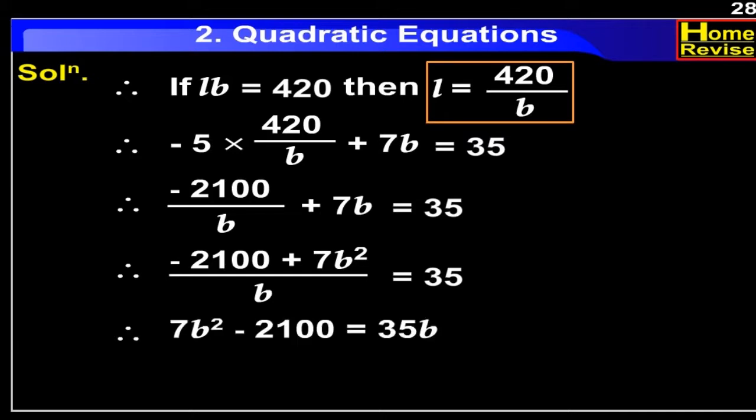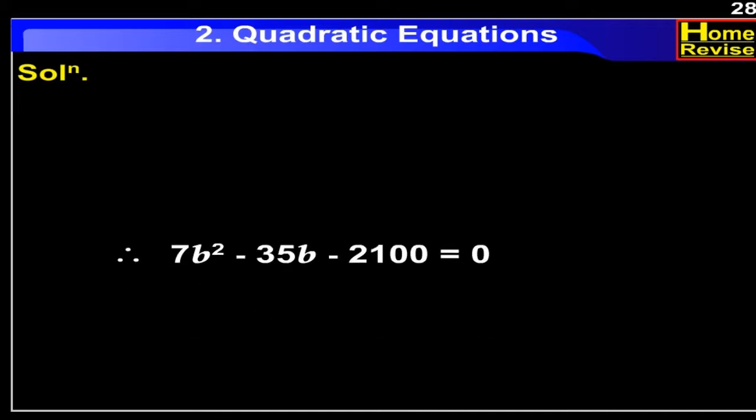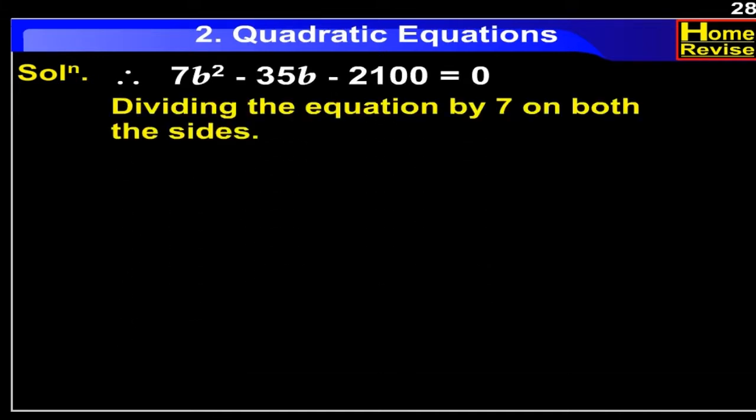Therefore, 7B square minus 2100 is equal to 35B. Therefore, 7B square minus 35B minus 2100 is equal to 0. Dividing the equation by 7 on both the sides, we get B square minus 5B minus 300 is equal to 0.